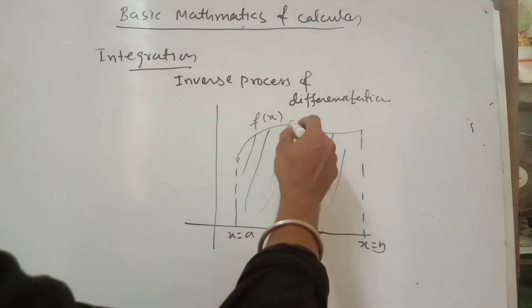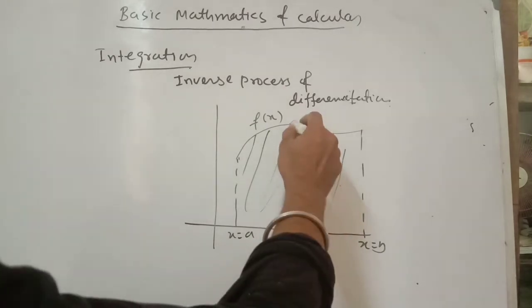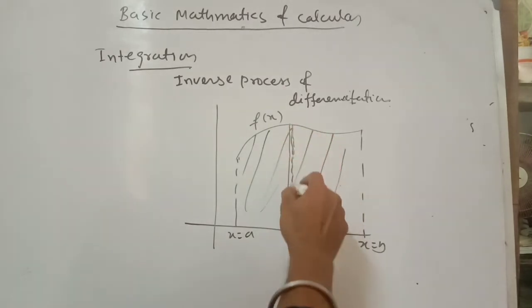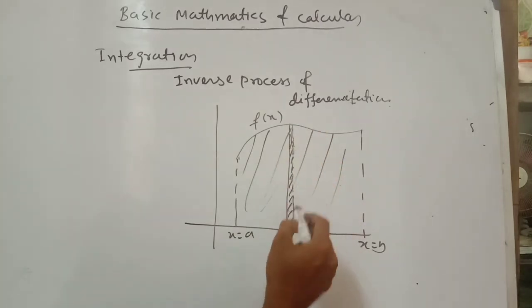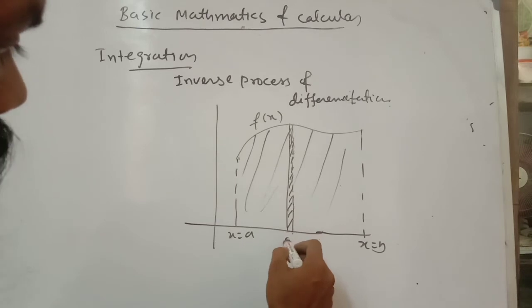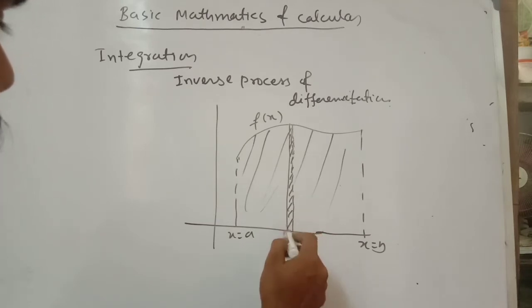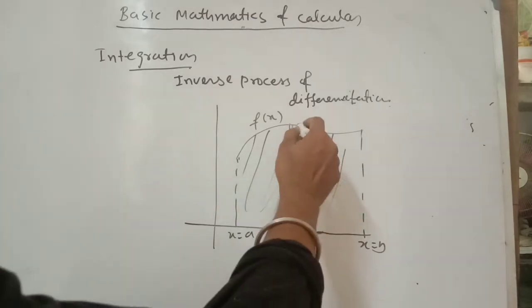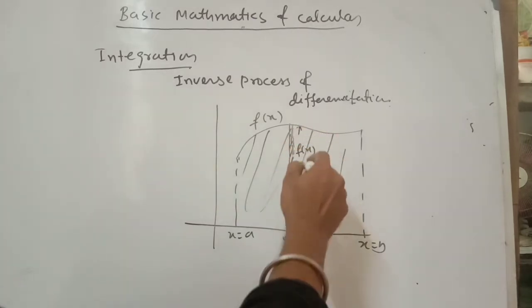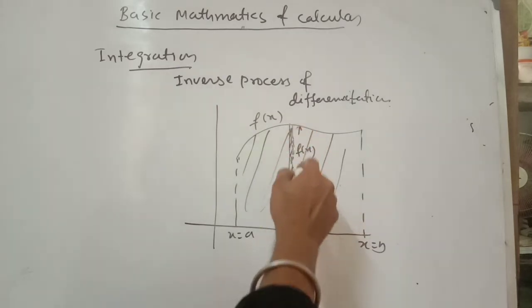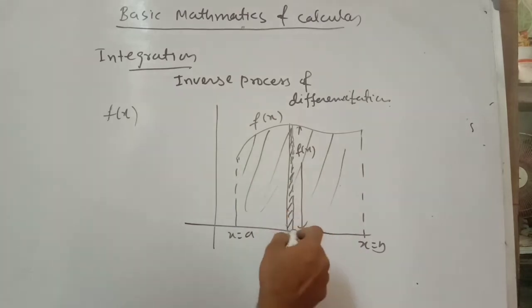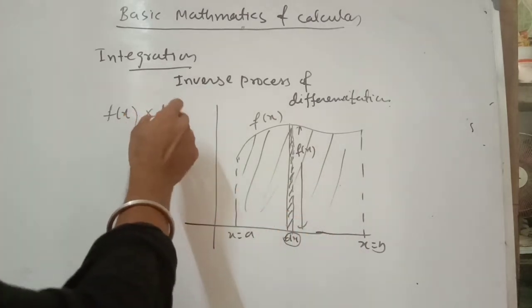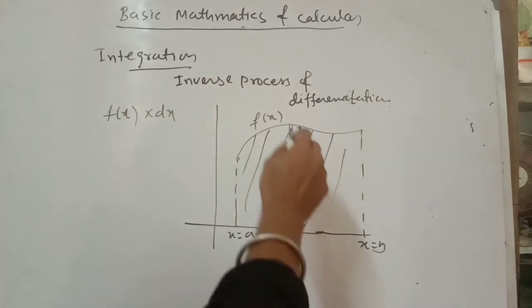We will consider a strip in the region of the curved line. Let its thickness be very small, like a single line, so we consider dx. Let the height be f(x). So what is the area of the strip? You can write length into breadth. Length is f(x) and breadth is dx, so f(x) into dx is the area of this strip.